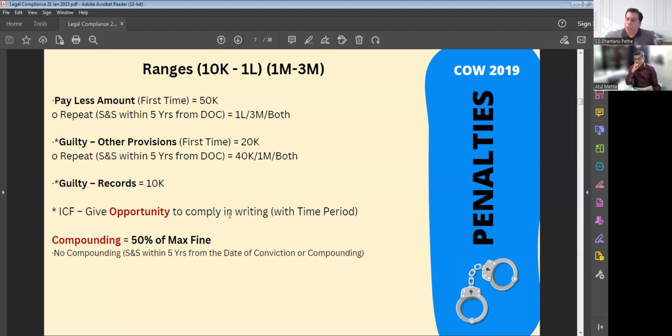So if the employer feels that he has committed any offense, then he can go for compounding of the offense under this act. And there is a clear picture about compounding. It is not unclear what the amount of compounding will be. It is clear that the employer can pay 50% of the maximum fine and get the offense compounded. Now, please remember that no compounding will be allowed if he has been convicted for the same offense, or the compounding was done for the same offense within the last 5 years. So there should be a gap of 5 years between two compoundings, or a conviction and a compounding, then only it is possible.